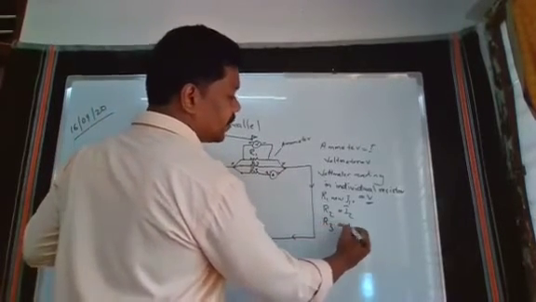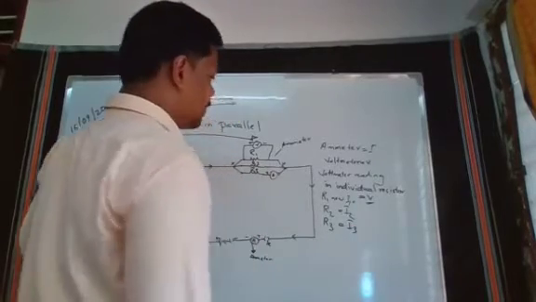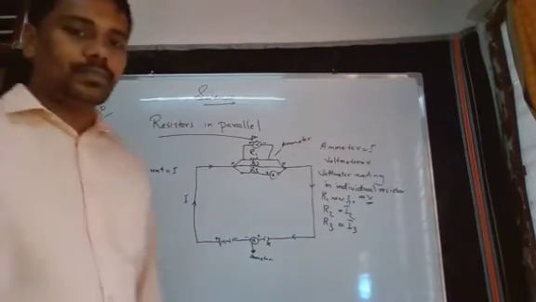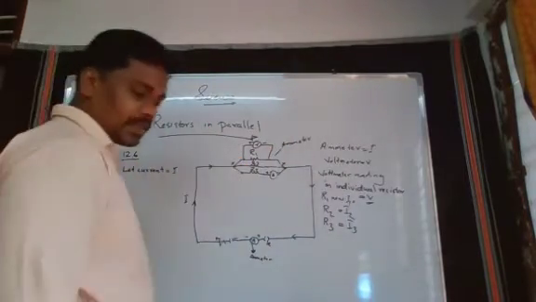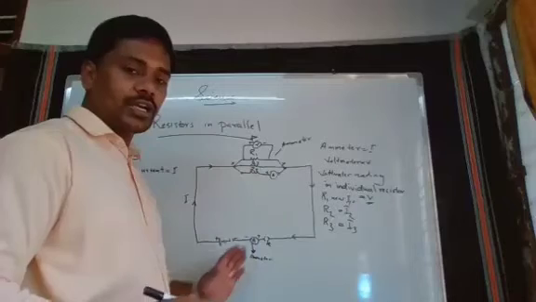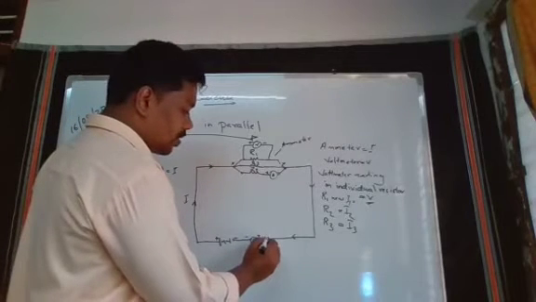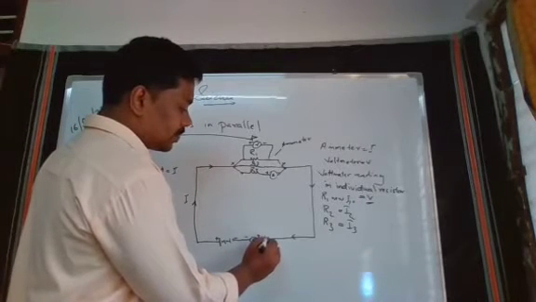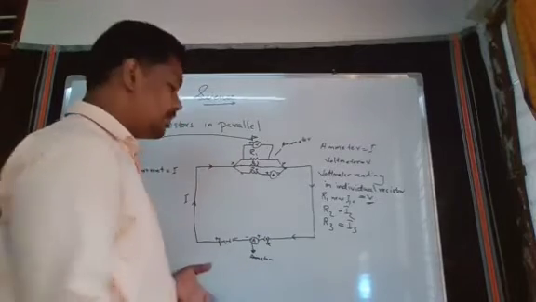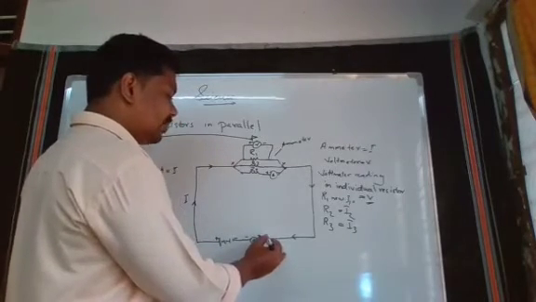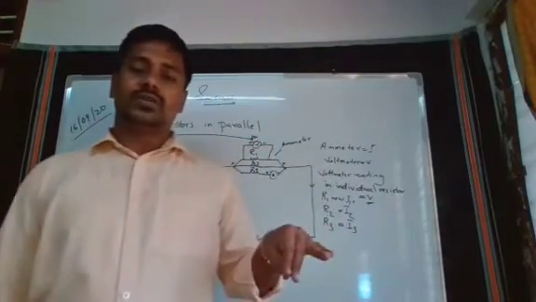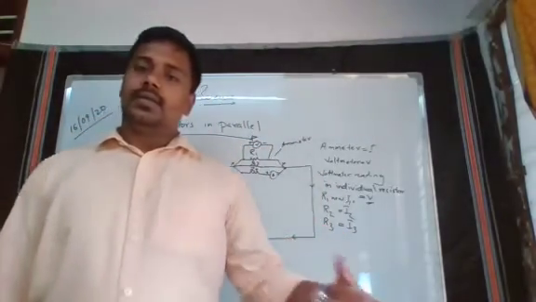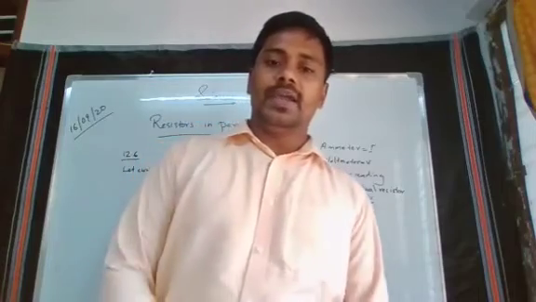R3 is equal to I3. Okay, so remember one thing: before removing any component from the circuit, we have to switch off the key. And before taking the reading, we have to switch on the key, because if the key is off, the circuit will not be completed.